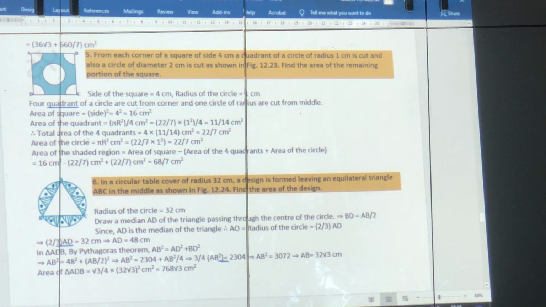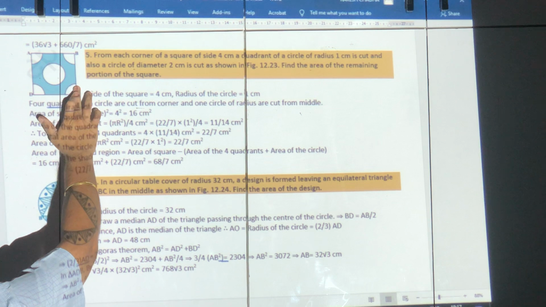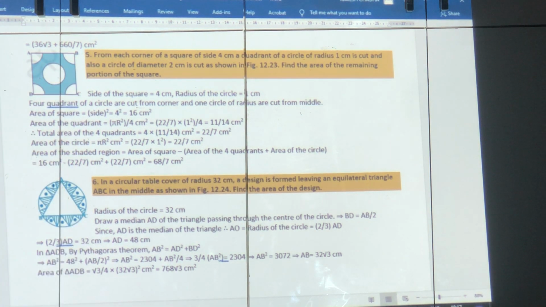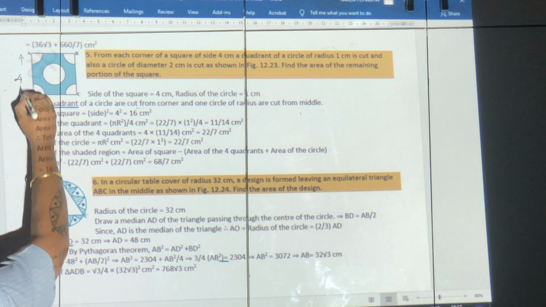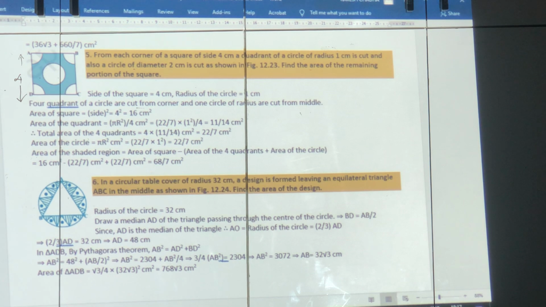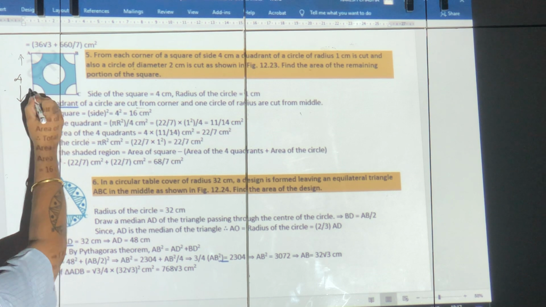Now, I have got a square and I have cut out two circles. You can see, 1, 2, 3, 4, if you add, it will become two circles that have been kept. Earlier also I had cut two circles, my friends, but here only the diameters are different. So, your wish, same sum, whichever way you like to do. Either you do quadrant wise or whichever wise, it's your wish. Because from each corner of a square of side 4 centimeter, a quadrant, a circle of radius 1 is cut.